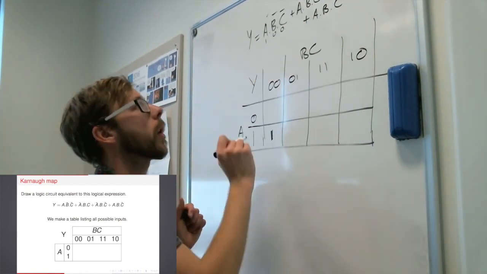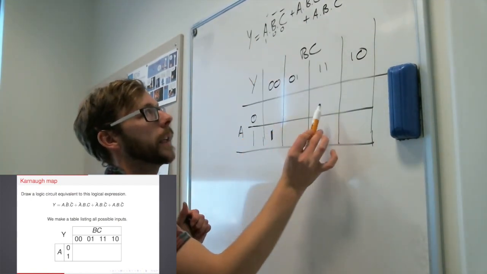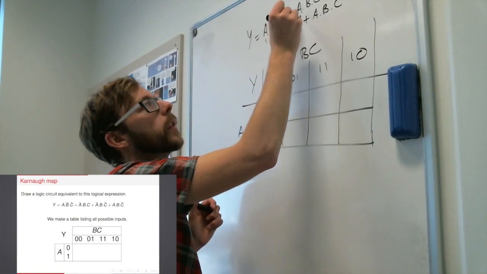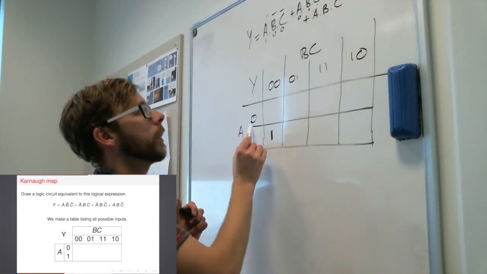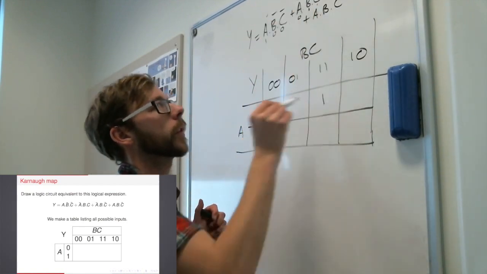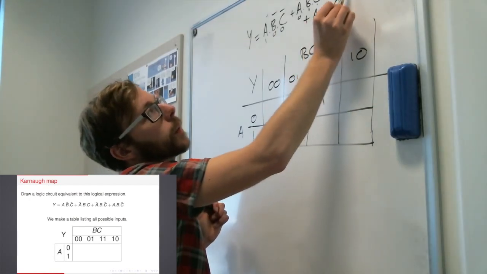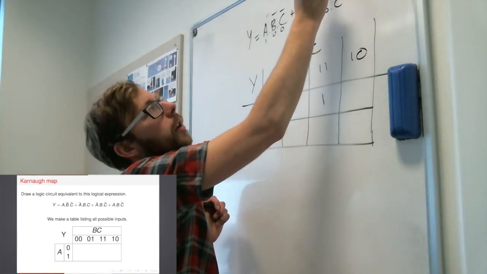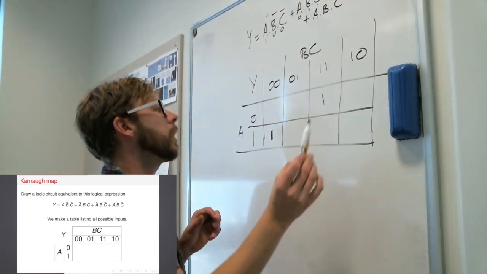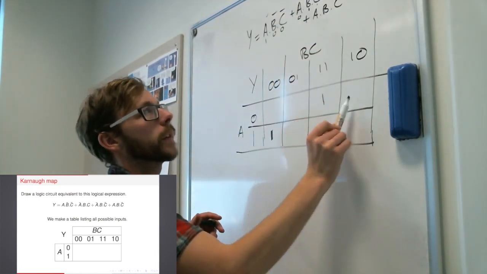So if it's not A, that means it's going to be along this top line here, alright? Because I'm looking for 0, 1, 1. 0, 1, 1 is that term there. For this third term here, I've got not A, B, and not C. That corresponds to 0, 1, 0. So I look for 0, 1, 0.